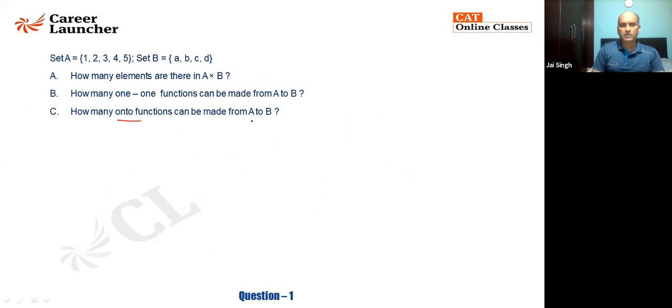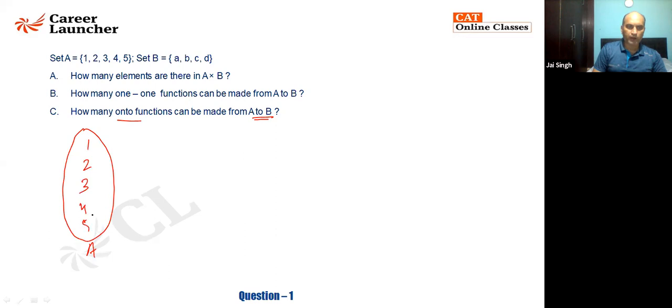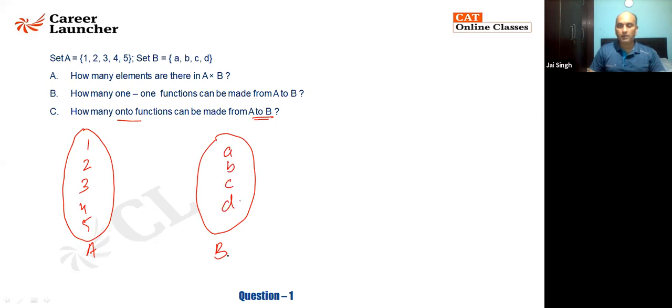How many onto functions can be made from A to B? What is onto? Onto means no element of B should be left blank. It should be connected with the elements of A. Yeah, it is possible, Alok. Let me take from A to B. This is A. You got 1, 2, 3, 4, 5. And this is B. B, you got A, B, C, D. First you try, then I will take it up.